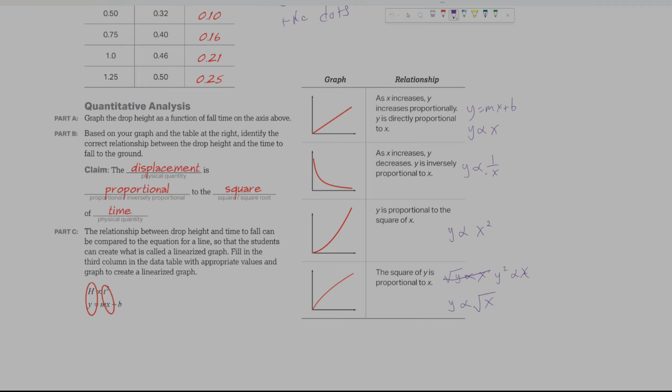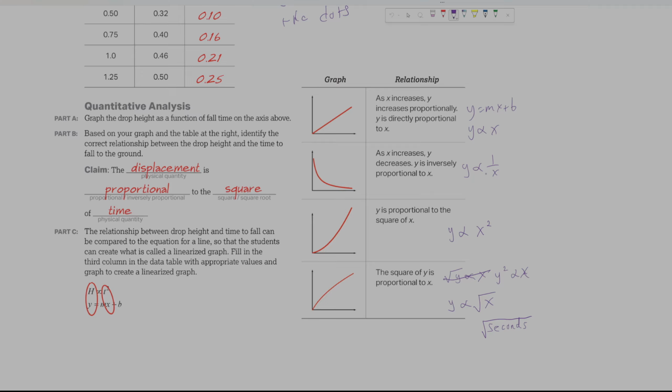Whatever you choose, whichever works. Typically, I would recommend choosing based on the units. If you have a unit in the x's of, for example, seconds, what's the square root of a second, right? So you just decide which one's going to work better. So I don't know if I would do that.